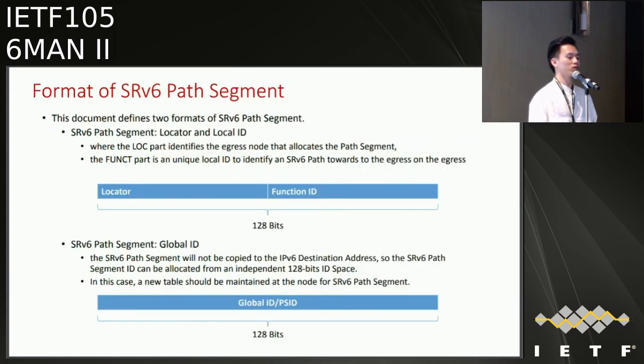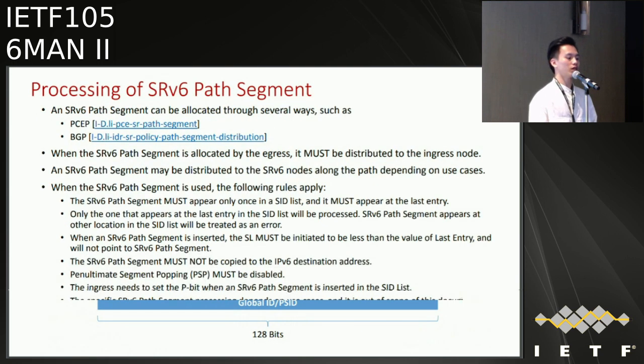Let's take a look at the format of the SRv6 path segment. Basically, we propose two formats. The first one follows the format of a normal SRv6 SID, which has two parts: the first is the locator, and the second is the function ID. By the way, you can add some information such as an argument into the SID. The second one is that we can use a global ID to identify the SRv6 path segment, and the specific format of it is based on the specific use cases. That is almost the main idea of the SRv6 path segment.